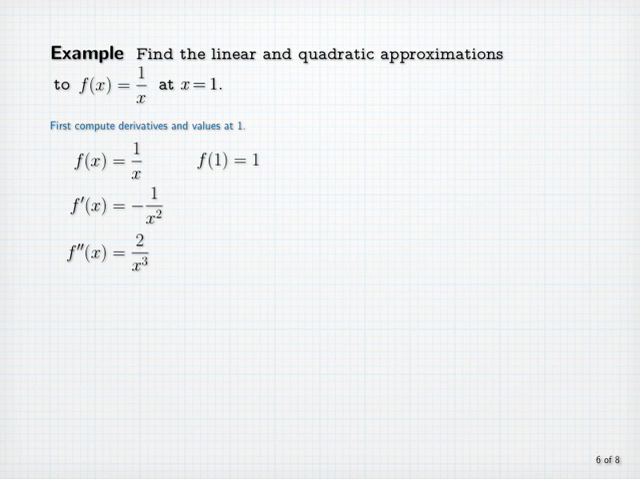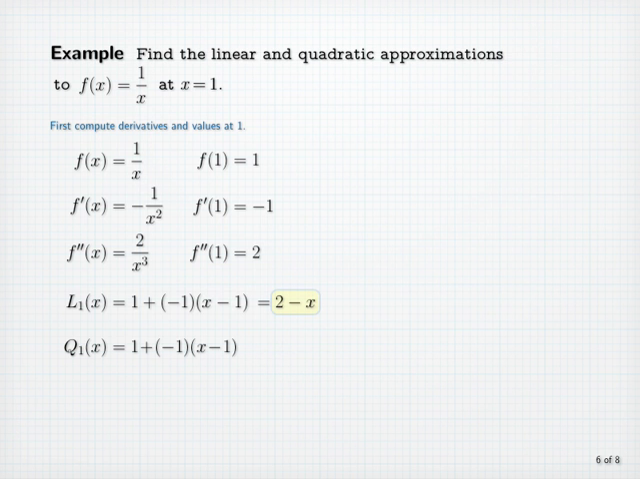Now f of 1 is equal to 1, f prime of 1 is minus 1, and f double prime of 1 is 2. So the linear approximation at 1, L sub 1 of x, is equal to f of 1, which is 1, plus f prime of 1, or negative 1, times x minus 1, which simplifies to 2 minus x. The quadratic approximation is the same as the linear approximation in its first two terms, plus the quadratic term 1/2 of f double prime of 1, or 2, times x minus 1 squared, or 2 minus x plus x minus 1 squared.